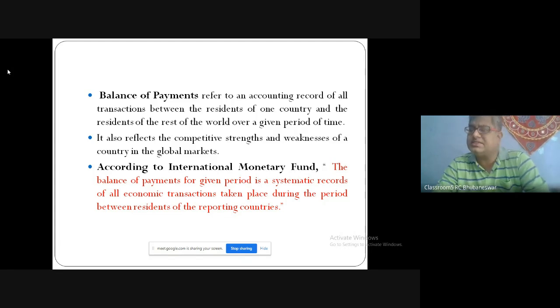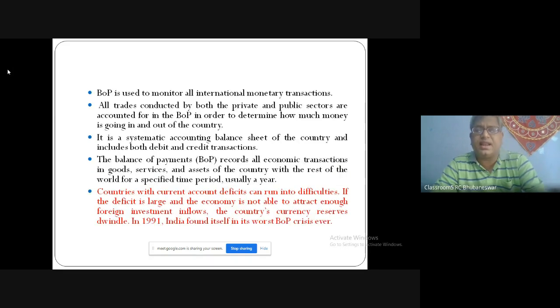And what is the relation between the transactions of a country and the rest of the world? That is the statement you can prepare, and that concept is called the balance of payment. What is the reason behind preparing a balance of payment? Only one reason is to monitor international monetary transactions. Another is to record all economic transactions, such as goods, services, and assets of the company.